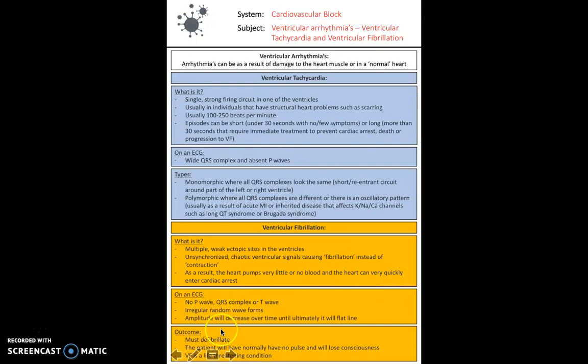On an ECG, it'll look unusual. It'll look like an irregular random waveform. There'll be no P waves, QRS complexes or T waves, and we'll explore this a little bit later on. The treatment for ventricular fibrillation is we need to shock them back into a normal sinus rhythm. Therefore, we must defibrillate them.